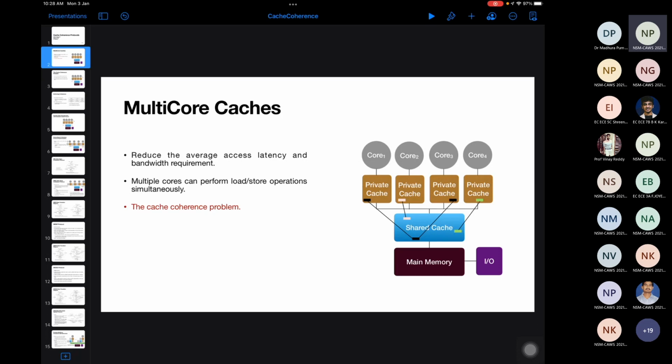Once we have these caches, you don't have to go to the main memory as long as the data is available in the caches, and that is going to reduce your average memory access time. Once it reduces average memory access time, the overall performance is improved. Also, once you keep the data in private caches, each of these cores can directly work on its private cache. So multiple cores can simultaneously work, and that improves parallelism, which in turn improves the overall performance.